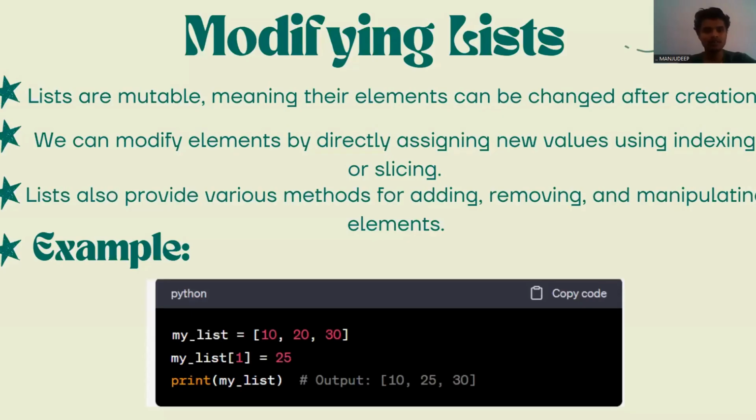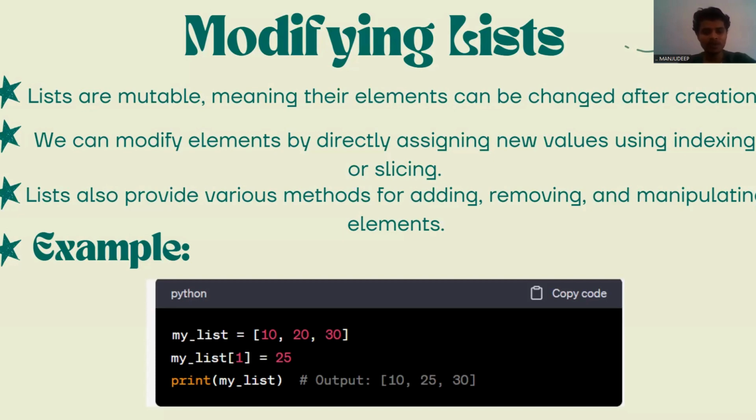So, modifying lists. Lists are mutable, meaning their elements can be changed after creation. We can modify elements by directly assigning new values using indexing or slicing. Lists also provide various methods for adding, removing, and manipulating elements. An example of modifying a list is given below.